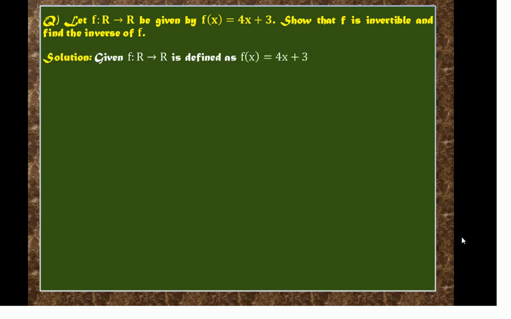Given f from R to R is defined as f of x is equal to 4x plus 3. As we can see, f of x is nothing but y, which lies in the range of the function. So if I say 4x plus 3 is equal to y, all x belongs to the domain R, the set of all real numbers, and y belongs to the range R. Here both domain and range are the set of all real numbers.